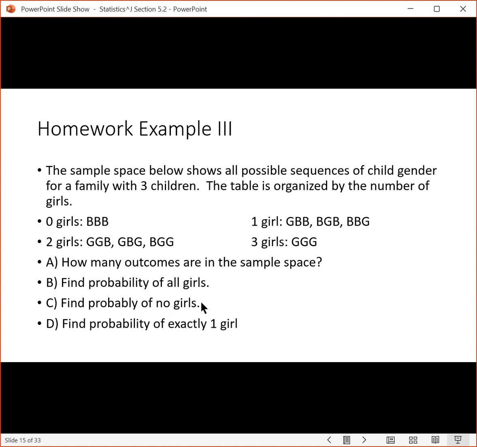Find the probability of no girls. So there's also only 1. 1 out of the 8 has no girls.